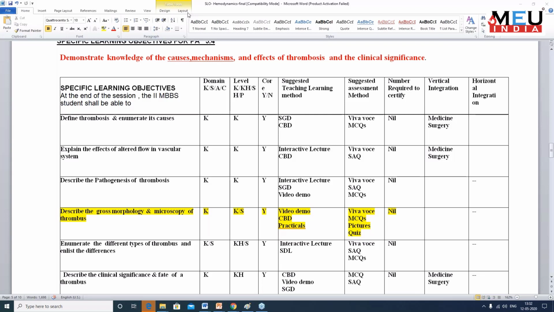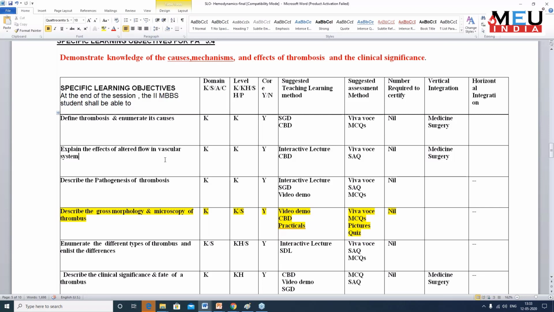Can I give a small suggestion here regarding the effects of altered flow in the vascular system? This can be dealt with in the previous session where we are starting with Virchow's triad. Okay, hemostasis and Virchow's triad. Ma'am, because that SLO is quite big, like we have 4 to 5 components in that.